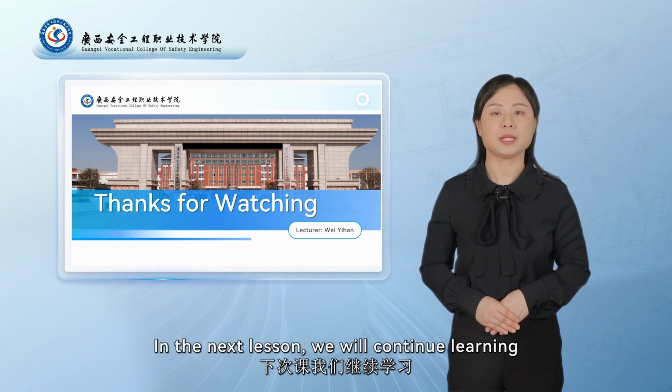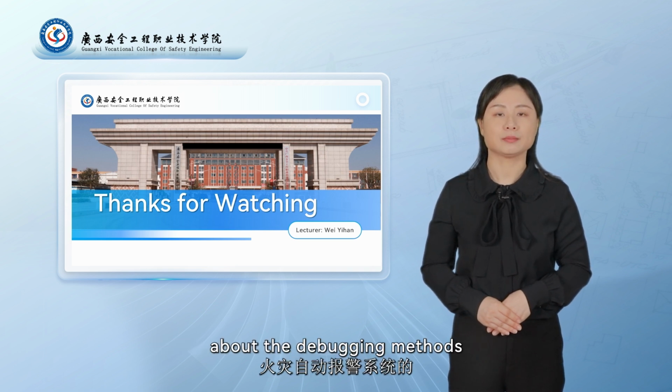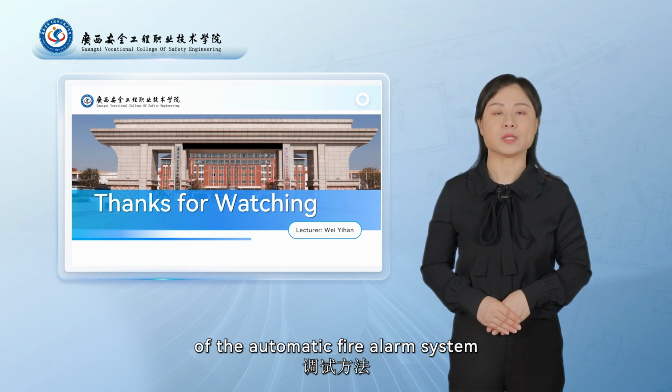In the next lesson, we will continue learning about the debugging methods of the automatic fire alarm system.